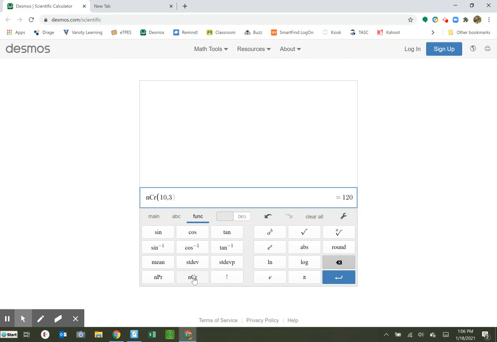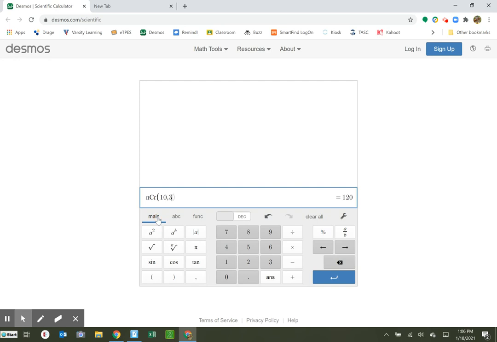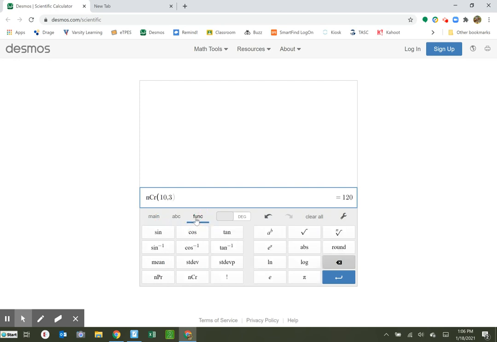So if you have any kind of strange things in here, big numbers, you can just come to Desmos and utilize this. I've got these on my paper, so I'm not going to keep coming back and showing you how to do these, but just come to the Desmos Scientific Calculator. Remember, you've got your main and your function. Come to your function, click on your nCr, and then you type in your n as the first number, r as the second, and the answer is over here on the right-hand side.